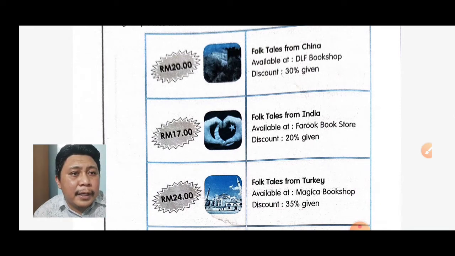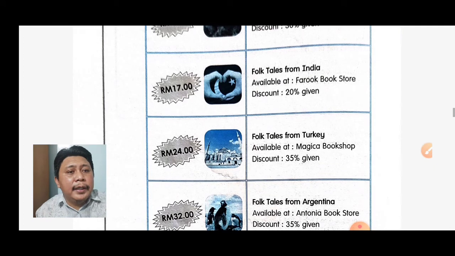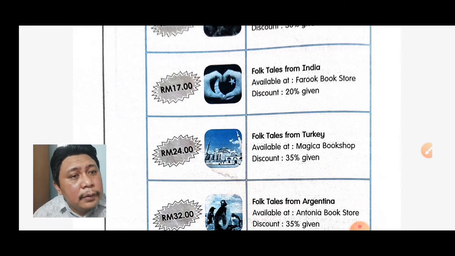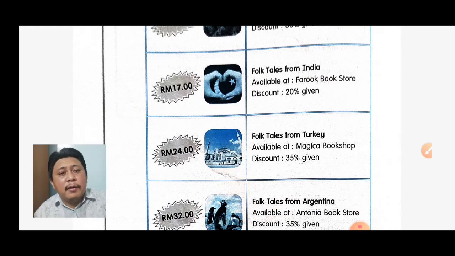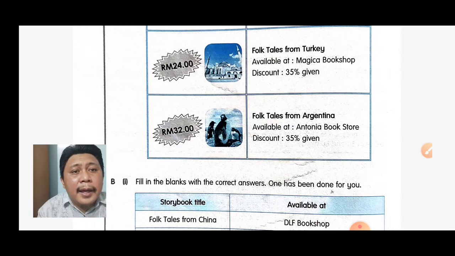Folktales from India, available at Farok bookstore. Discount 20% given. It's only 70 ringgit. Number 3 is folktales from Turkey, available at Magica bookshop. Discount 25% given. It's only 24 ringgit. And the last one, folktales from Argentina, available at Antonia bookstore. Discount 35% given, and the price is 32 ringgit.